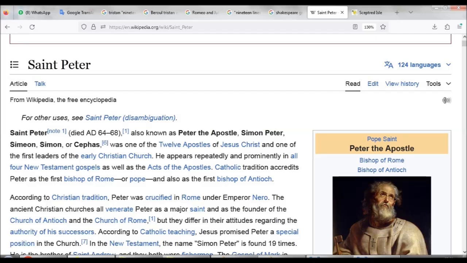He's also known as Simon Peter. Now go to the last sentence. In the New Testament, the name Simon Peter is found 19 times. How many times? 19. Madam Shakespeare, are you beginning to see a little bit of a pattern?